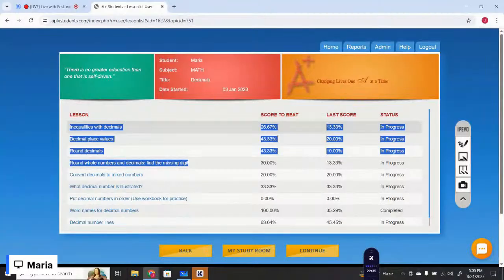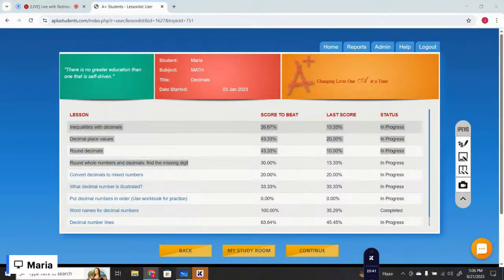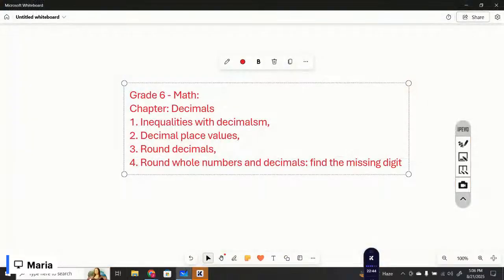We are here for Grade 8 Math. You can find all the lessons on aplusstudents.com.